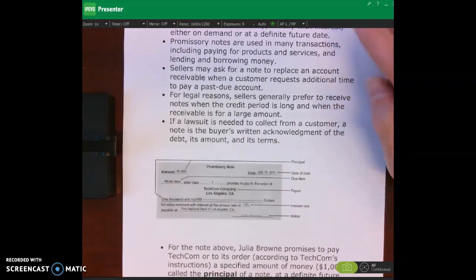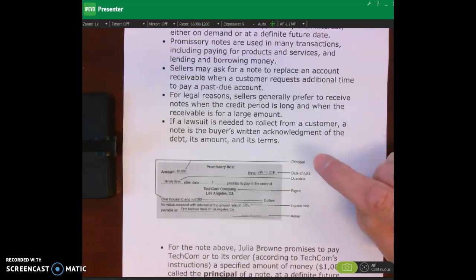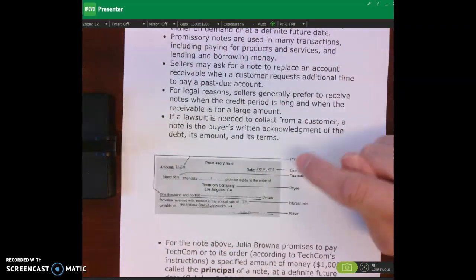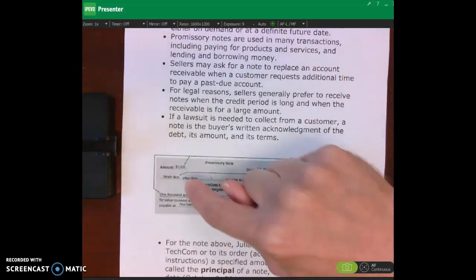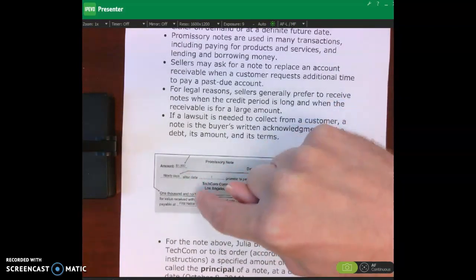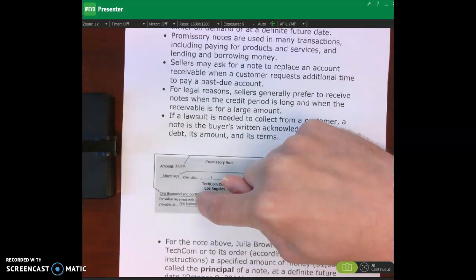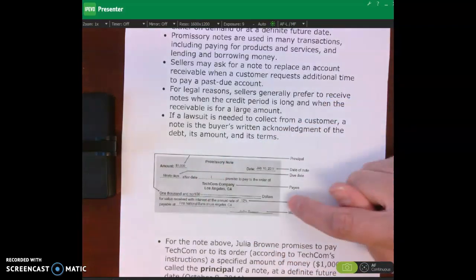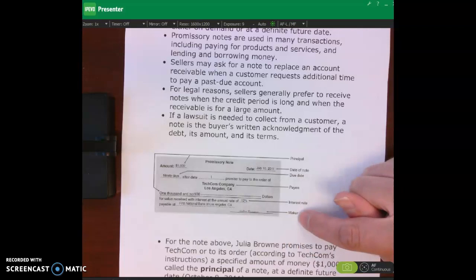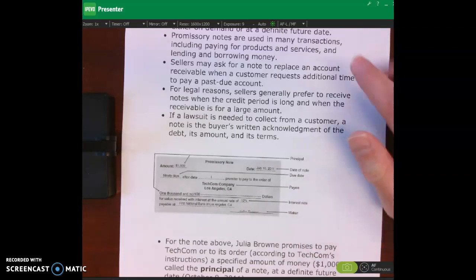When you look at this figure showing the promissory note, we have our amount, that's the principal. Here's the date of the note. This is going to be the maturity date, 90 days after this date, and this is how much you have to pay. Here is the annual interest rate, which, remember, is stated on a yearly basis. And here is the maker of the note, the one who signs the note down here.